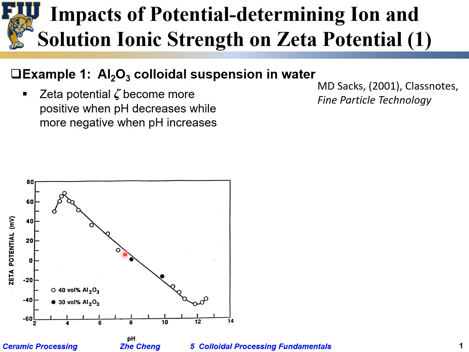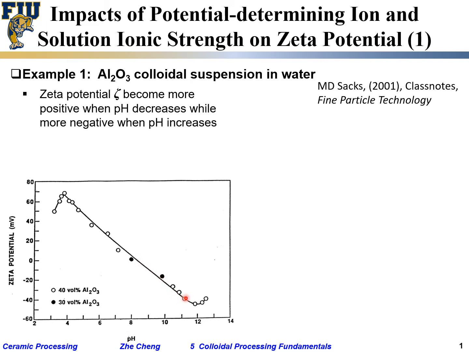Okay. Zeta potential becomes more positive when pH what? This is close to 7, 8. When pH decreases, zeta potential becomes more positive. Make sense? The pH decreases means the solution has more and more what? Proton. And proton attached to the surface makes the zeta potential positive. On the other hand, it becomes more negative when pH increases.